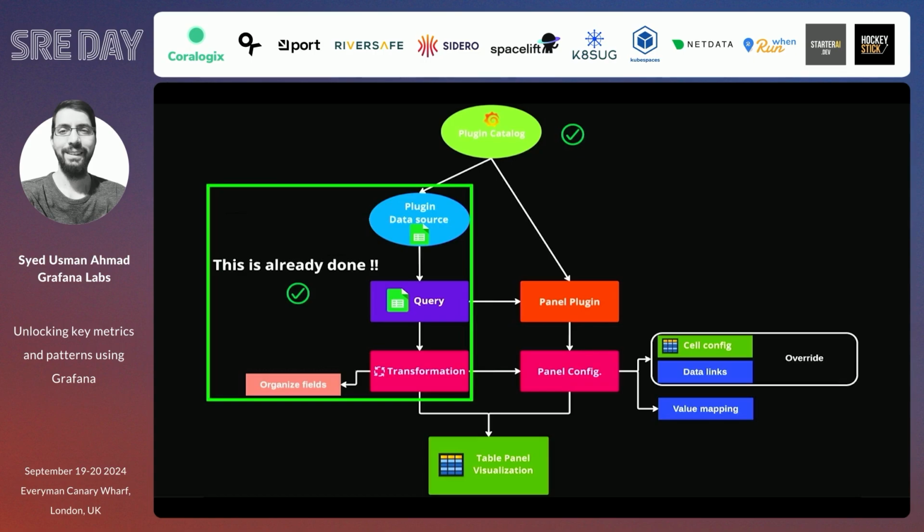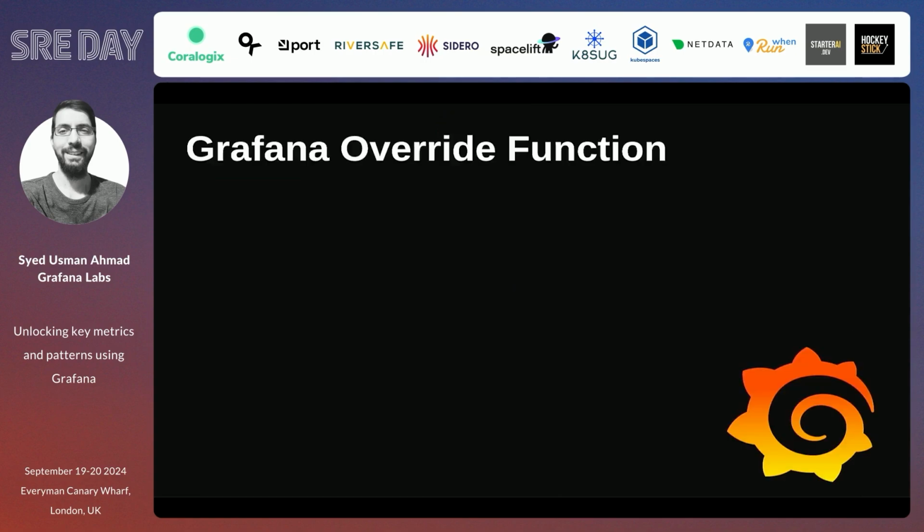So override is a soft change, while the transformation is a hard change. This is more interesting for someone on the development side, but it's good info still. One thing you may notice is that the cell config box is in green, same as the table panel visualization. Why? Because there are some panel options which are specific to a plugin. It may not be the same if I use the time series panel visualization, then there might be something else instead of cell config, because cell config is not available in the time series panel. So yeah. Now we will learn about the Grafana override.